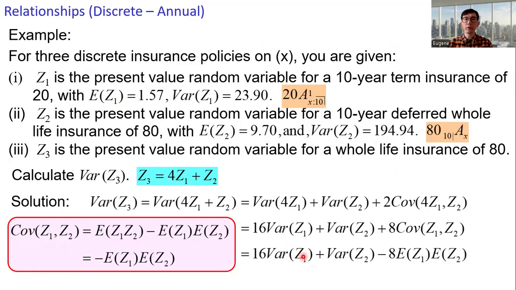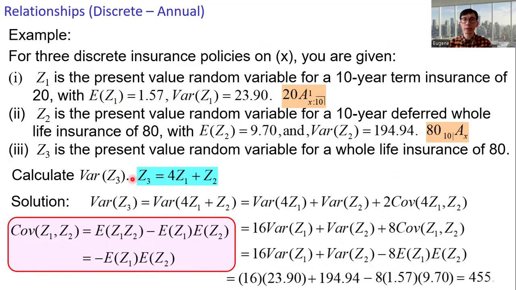We are given all these 4 quantities. Variance of Z1, we get 23.9. Variance of Z2, 194.94. The 2 expected values, 1.57 and 9.7. And upon calculation, we get the answer. The variance of Z3 is 455.51.